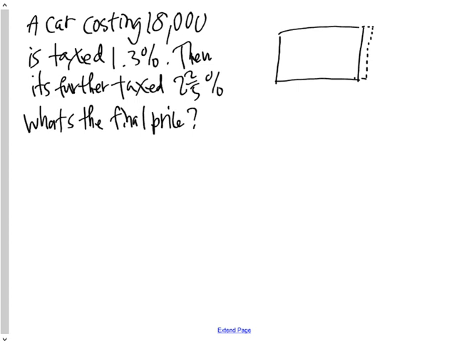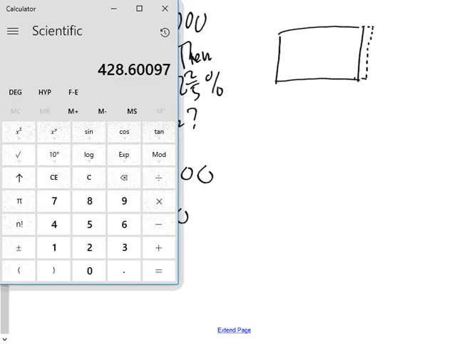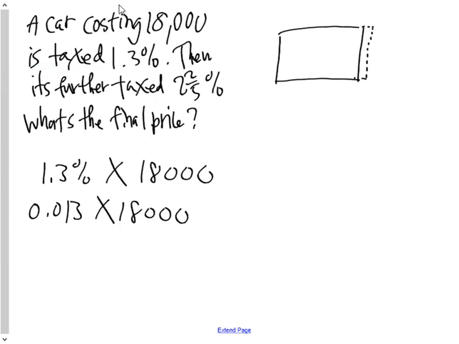So if you do it the easy way, the long way, what's 1.3% of 18,000? So this is 1%, this is 1.3%. So 1.3% of 18,000 means the tax for the first tax is $234. What do I do with that number? I don't subtract it if it's a tax. I add it on. So the cost of that car now, after that initial tax, is $18,234.